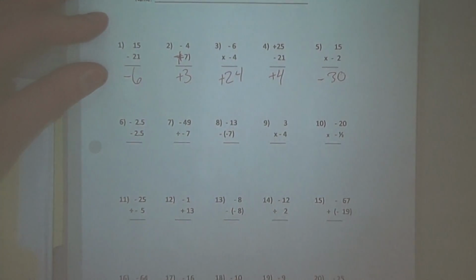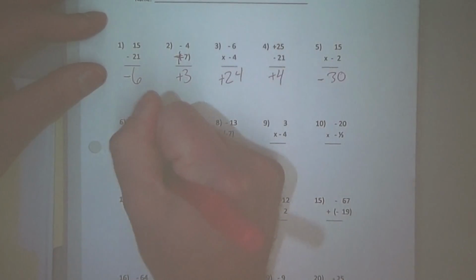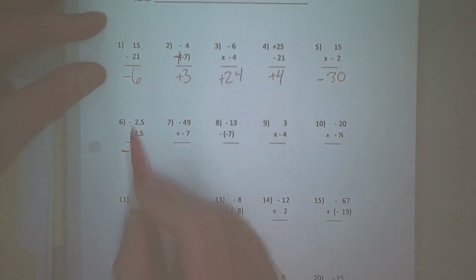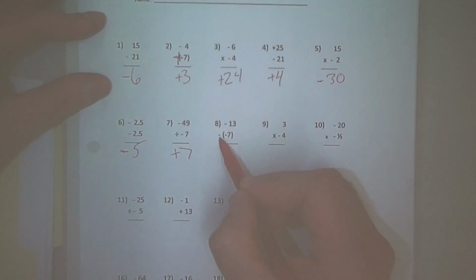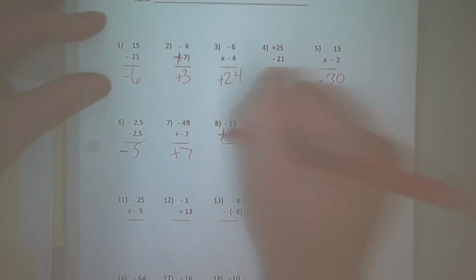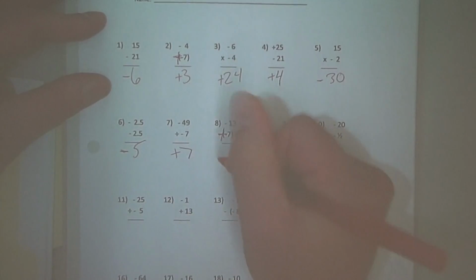All right, I can go slower, I can go faster. Negative 2.5 minus 2.5, they're both negative, so the answer is more negative. The same sign, I add. 2 plus 2 is 4, half and a half is 1, 4 plus 1 is 5. 49 divided by 7 is 7, negative divided by a negative is a positive. Negative 13 minus a negative 7, a double negative turns to positive. Negative 13 plus 7, subtract, and get a negative 6.